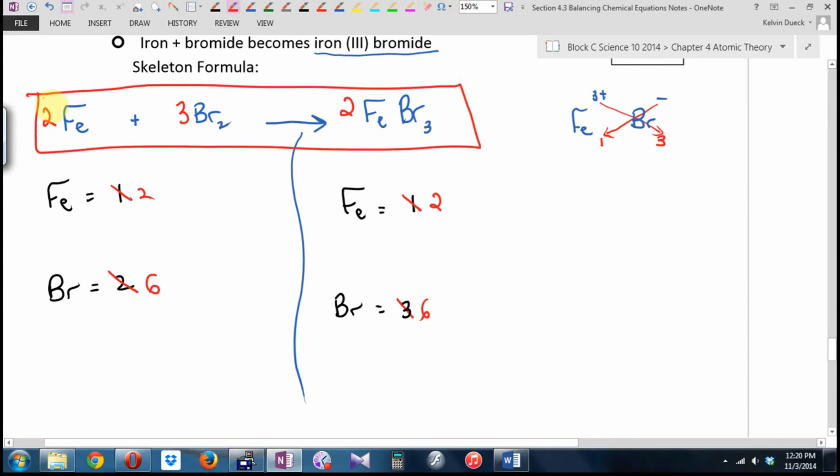If you want to, in a lab, combine iron and bromide, technically bromine before you could, but bromide, and you want to end up with iron 3 bromide and have nothing left over, you need 2 iron atoms. You need 3 Br2 molecules, 6 bromines, and you'll end up with 2 molecules of iron 3 bromide.